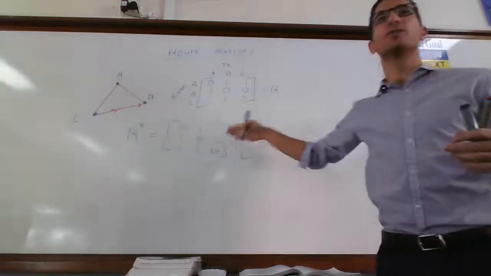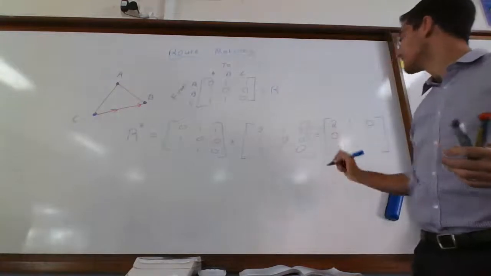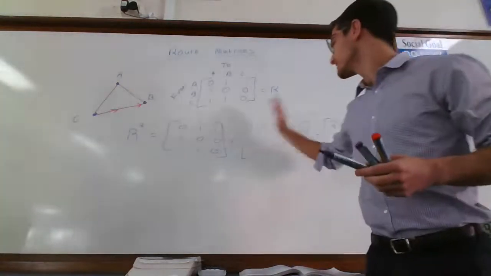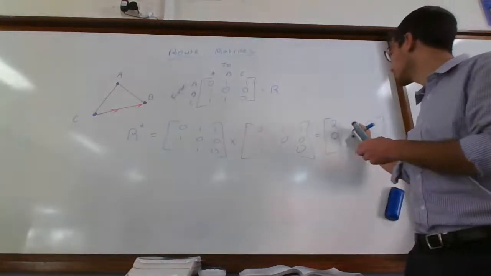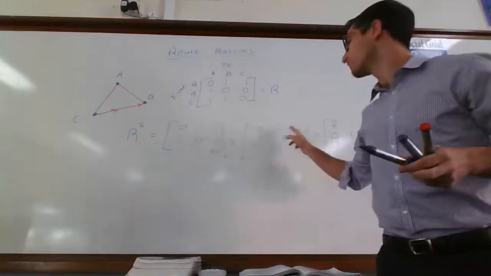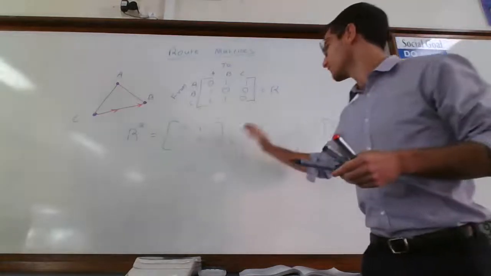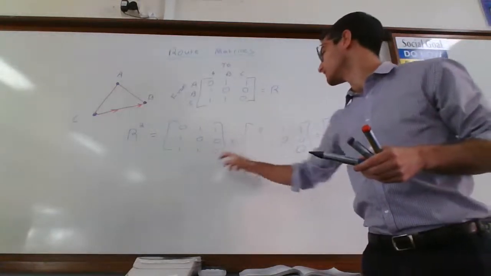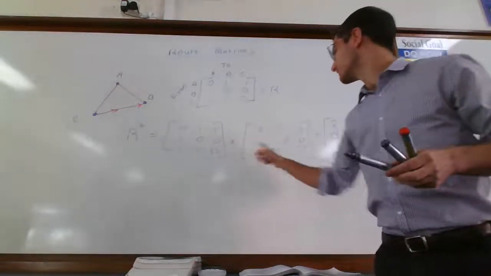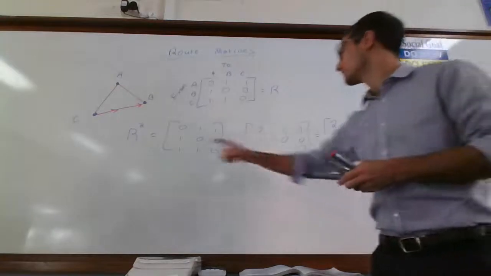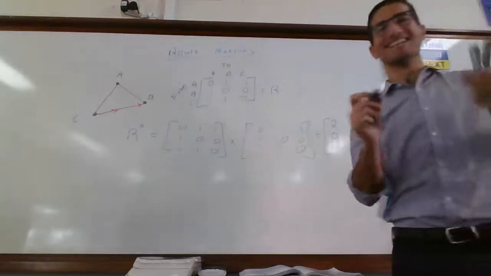Next, I'm going to do my second row, first column. So I get 0, 0, 0. Then my second row, second column. So I get 1, 0, 0, which is 1. Then my second row, third column, 1, 0, 0. Now I'm going to do my third row, first column. I'm going to get 0, 1, 0, 1, 0, 0, 1, 0, 0, 1. That was fun, wasn't it, guys? All right.